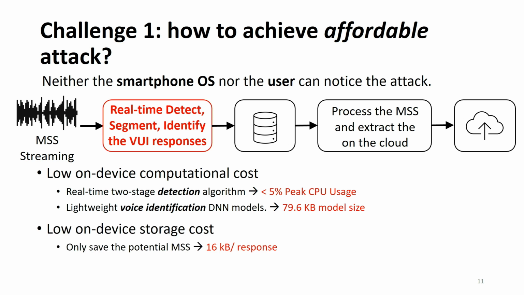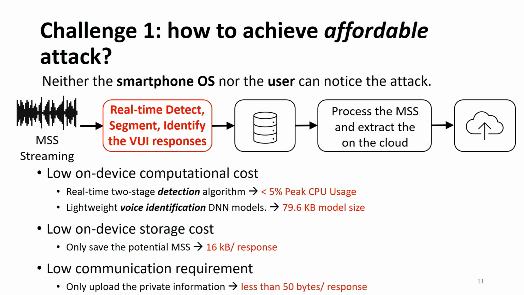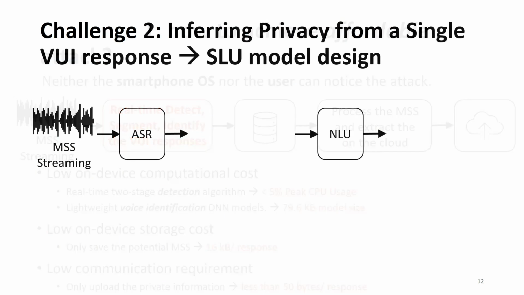We also make sure we only need very limited on-device storage, because we only save the potential motion sensor signals, which consume 16 kilobytes for each response. And finally, we have a very low communication requirement, because we can do the whole attack on device with very low CPU usage. We can then upload just the natural language permission information to the attacker, which consumes less than 50 bytes for each response.